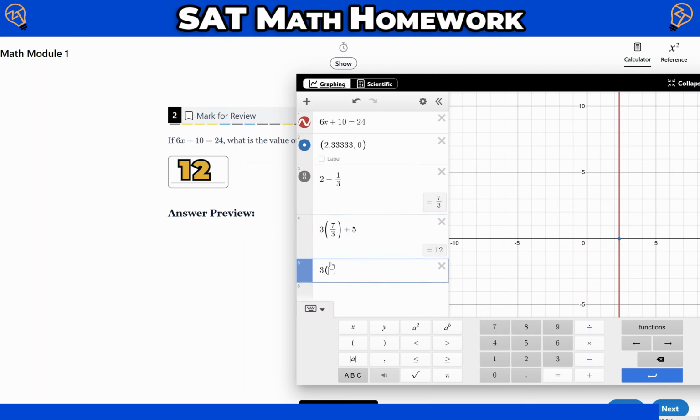If you typed in 3 and then 2.3333 plus 5, you can see that since this was rounded, this is as well, and you can assume it's 12.